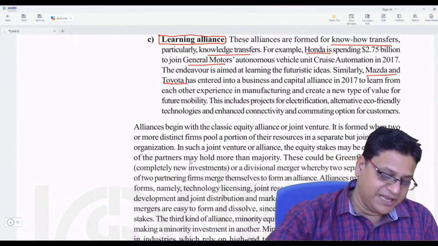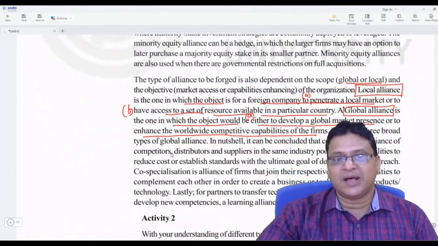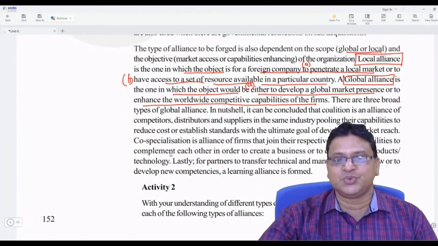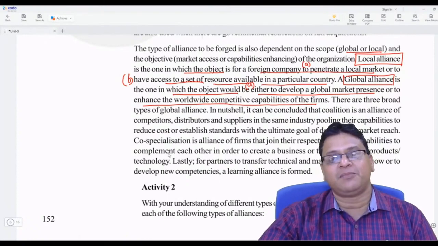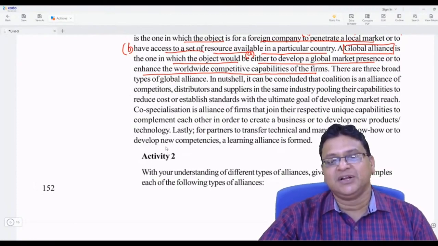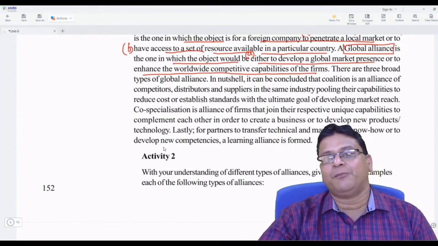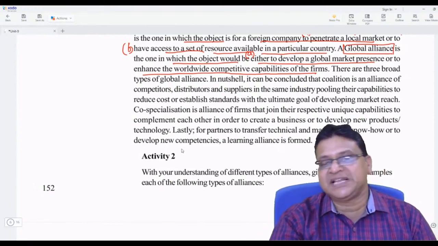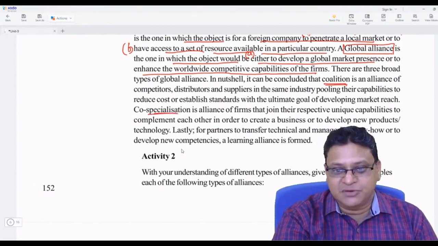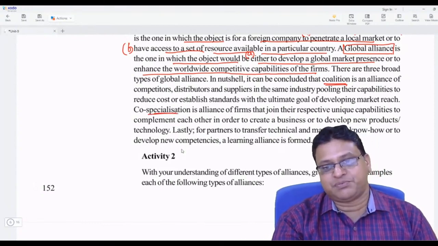So there are two types of alliance. One is local alliance, another is global alliance. Local alliance is created to penetrate a local market or have access to resources which are available in the local market. Global alliance is created to develop global market presence or enhance worldwide competitiveness. It is formed in three forms. One is coalition form, another is co-specialization form, another is learning alliance form.